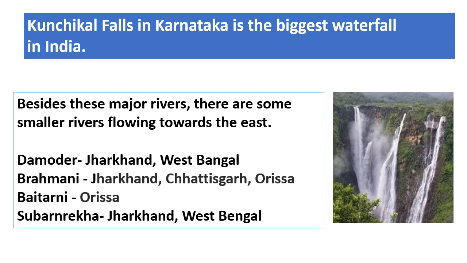Besides these major rivers, there are some smaller rivers flowing towards the east. Those are Damodar in Jharkhand and West Bengal. Brahmani in Jharkhand, Chhattisgarh and Odisha. Baitarni in Odisha. Subarnarekha in Jharkhand and West Bengal.